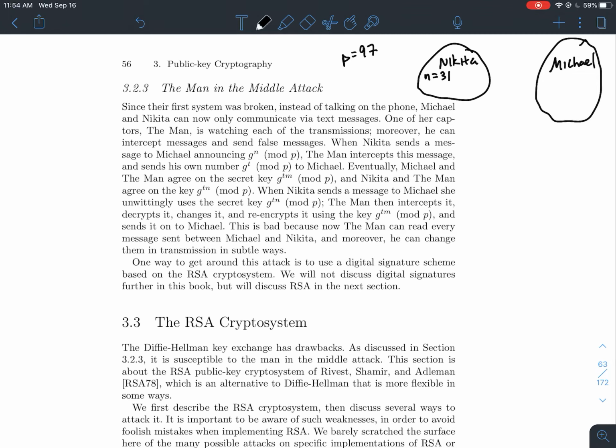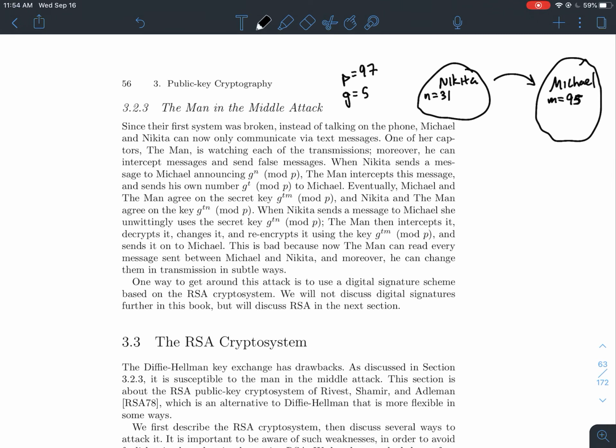And what else? Was there another one? Oh, G was equal to 5 in the examples we were doing earlier. Michael's secret earlier was 95. So just trying to be consistent with what the book has already done. And now what we're saying is, normally she would just send 5 to the 31st to Michael, what the value of that is. Except, of course, no one sees the 31. She just sends the output of that. So G to the N, she just sends, in our case, what is G to the N mod P? I don't remember now. It's 7, I think.